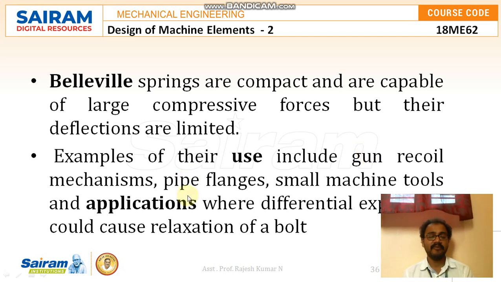And pipe flanges. Pipe flanges act as springs. So pipe flanges and small machine tools are applications where differential expansion could cause relaxation of your bolt. Examples of differential expansion include hydraulic or pneumatic systems, where some relaxation and a little tension will be there along with a small shear.